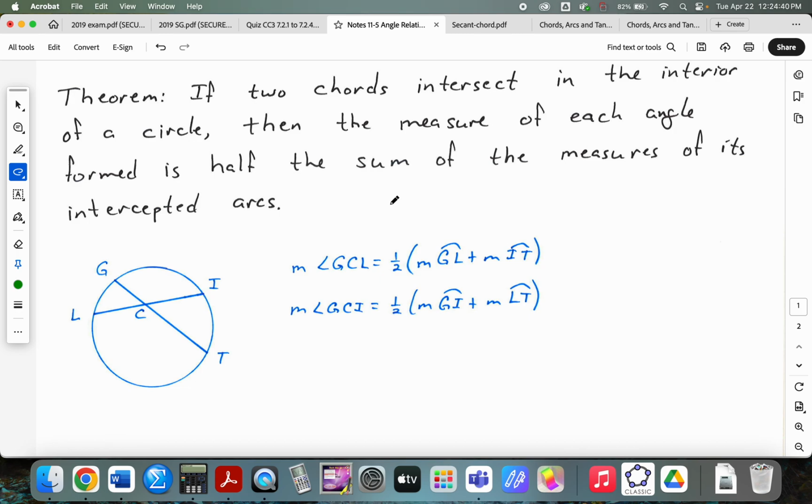So this one says if two chords intersect in the interior of a circle, then the measure of each angle formed is half the sum of the measures of its intercepted arcs. So angle GCL is going to be half the measure of arc GL on the left, plus the measure of arc IT on the right. Now, I want to show you why this works.